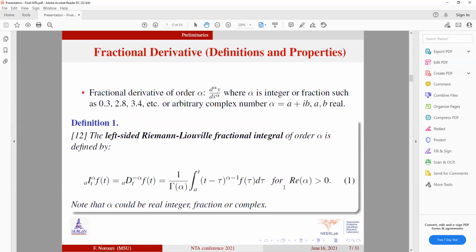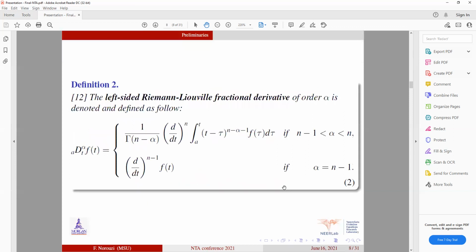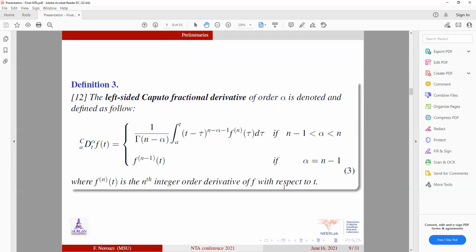We have some preliminaries, and the first one is the left-sided Riemann-Liouville fractional integral of order alpha. Here we have the antiderivative of order alpha, where alpha can be any real number, integer, fraction, or complex number. The left-sided Riemann-Liouville fractional derivative is shown here. And also we have the left-sided Caputo-fractional derivative, where f to the power n of t is the nth integer order derivative of f with respect to t.